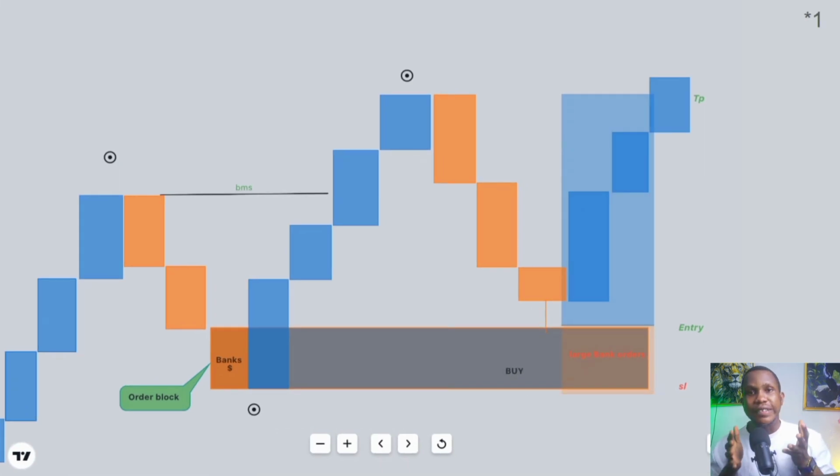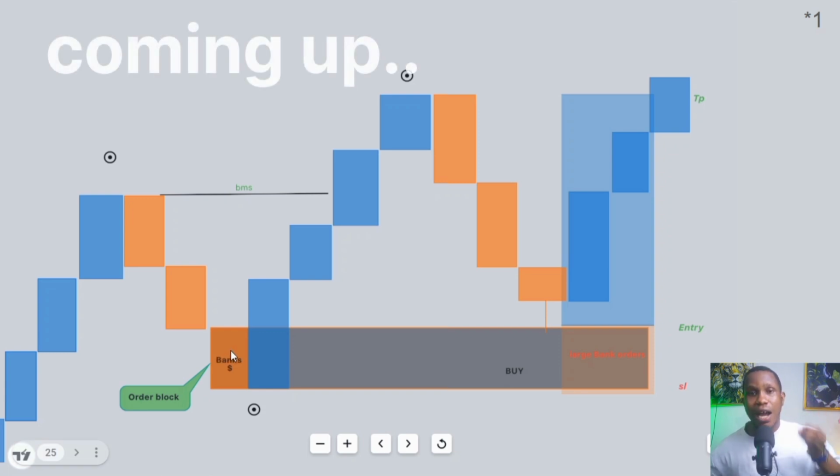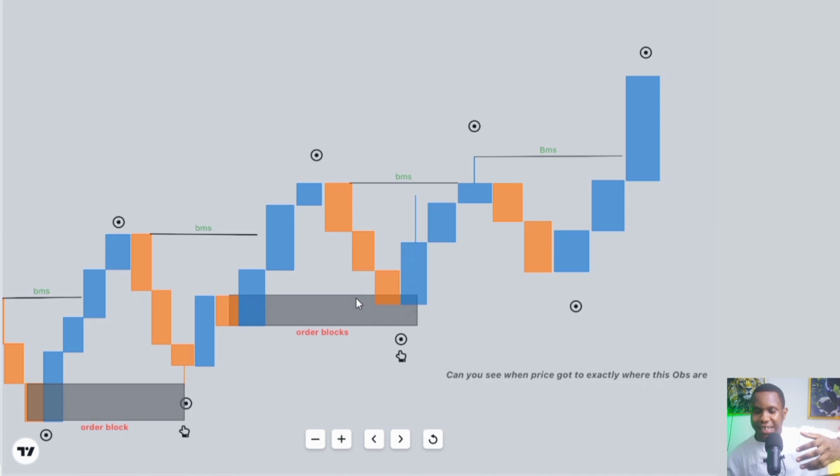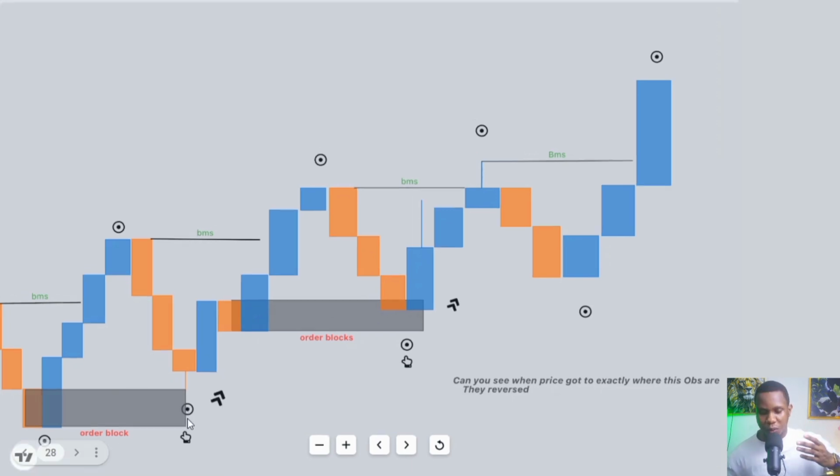A full take profit using order blocks. I'll show you how to map this out in a moment. But look at this chart here. Can you see that when price goes to exactly where this order block is, it reverses? Can you see this one too? When price comes to exactly this particular order block, it reverses.